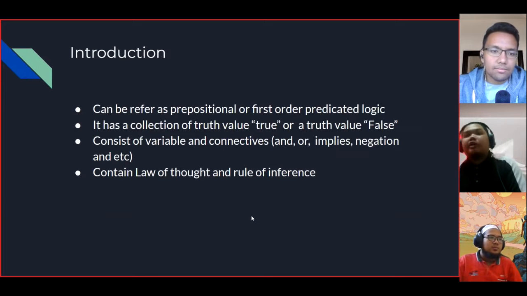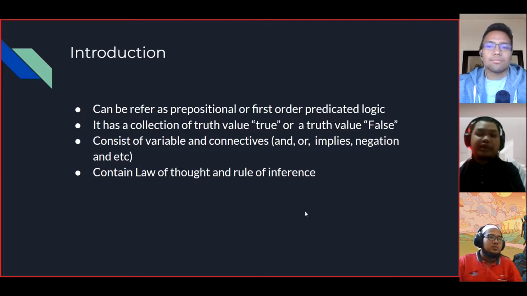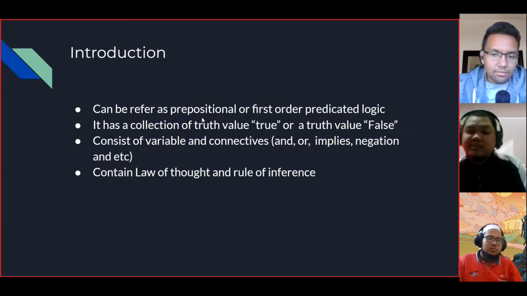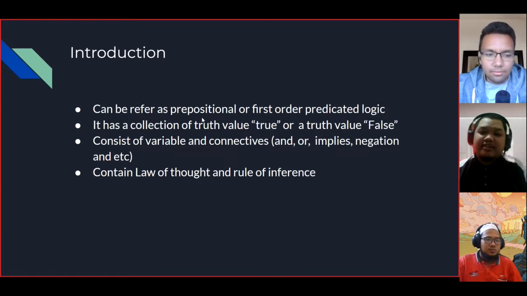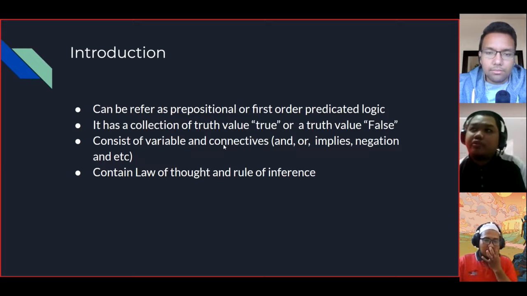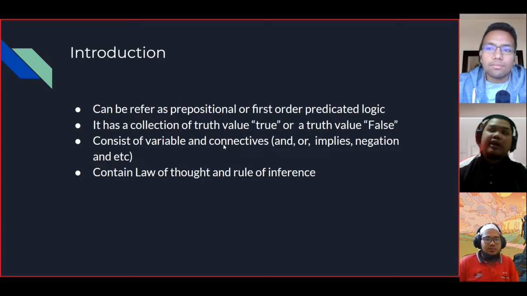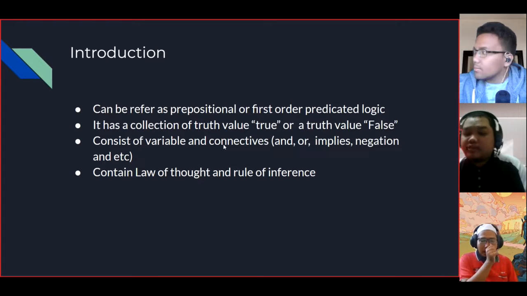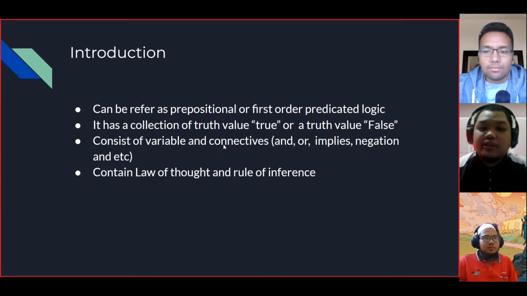Okay, for introduction, the law of logic is something that we can refer as a propositional or a first order predicate logic. From this, we can say that it is a collection of truth value true or a truth value false. For example, man is mortal, where we can say that the truth value is true. Where if we say that 12 plus 9 equals to 3 minus 2, then we can say that the truth value is false.